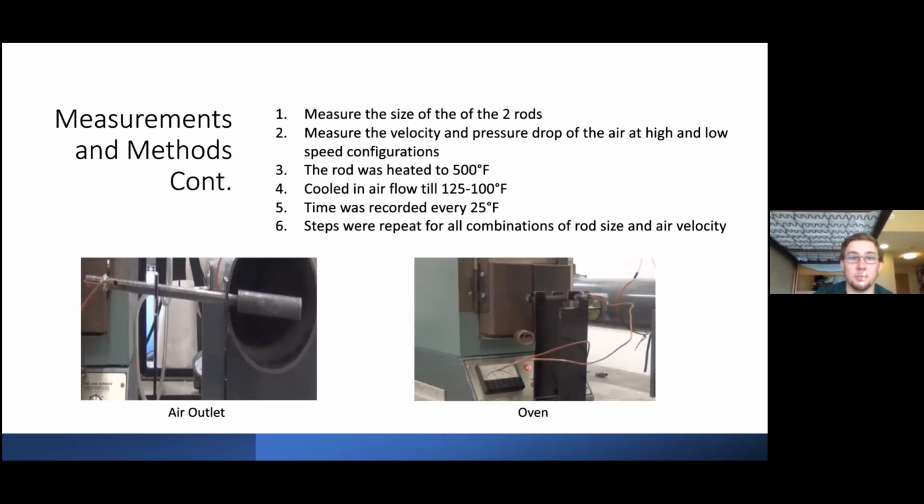After it had reached that temperature, it was cooled in the airflow until it reached 125 for low velocity and 100 for high velocity. The time was recorded every 25 degrees Fahrenheit. These steps were repeated for combinations of all the rod sizes and air velocities: high speed small rod, high speed large rod, low speed large rod, low speed small rod.